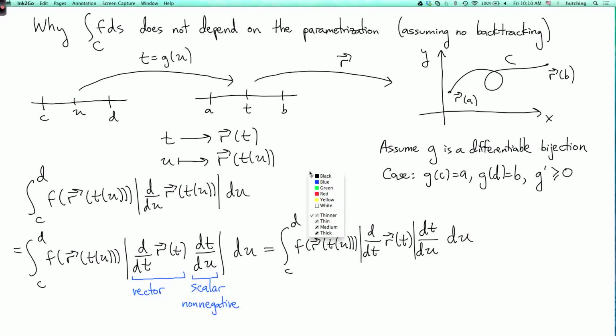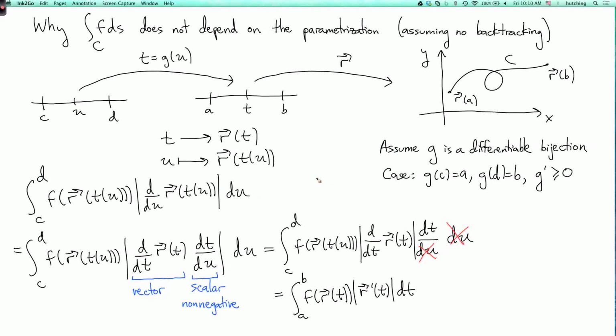And now, informally speaking, we can cancel out the du's here, so we can recognize this integral is what you would get by a substitution of the variable u, and I can rewrite this as a t integral. So now, instead of u going from c to d, t goes from a to b, of f of r of t times the length of r prime of t dt. So now this is the formula for the integral with respect to arc length using the t parameterization, and this is the formula using the u parameterization, and I've shown that they're equal. That's what I wanted to show.